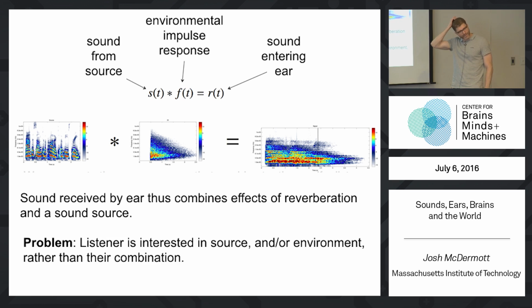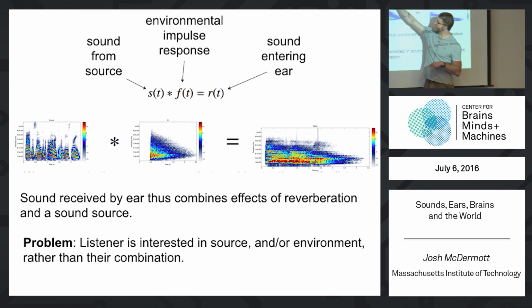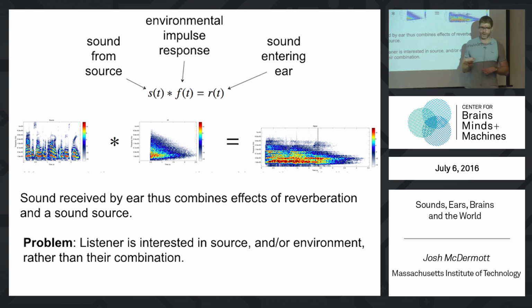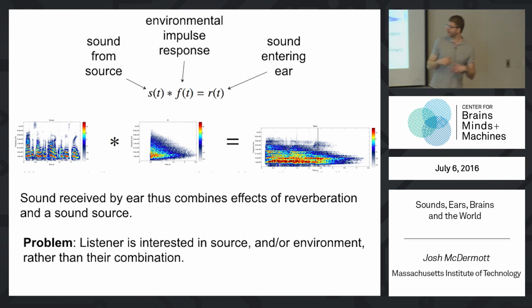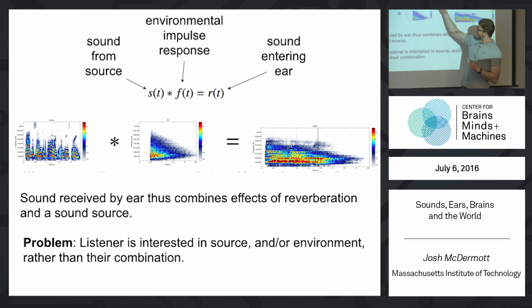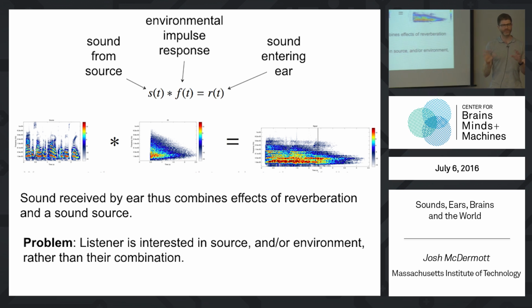Okay, so the problem here that the brain faces is that you get this sound signal that enters your ears, and it's the combination of the effects of the sound that was produced at the source and the effects of the environment. So the effects of the environment, as I said, can be summarized with this quantity called the impulse response. And the sound that enters your ears is what's called the convolution of the source signal with the impulse response of the environment. And if you don't know what convolution is, it's okay.